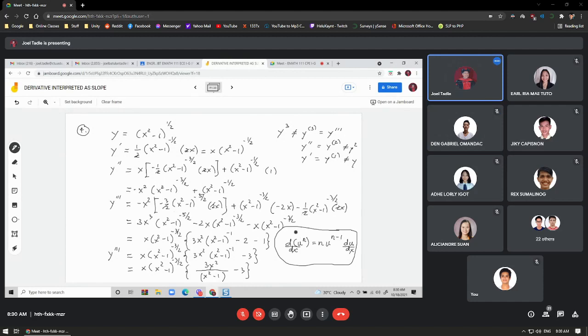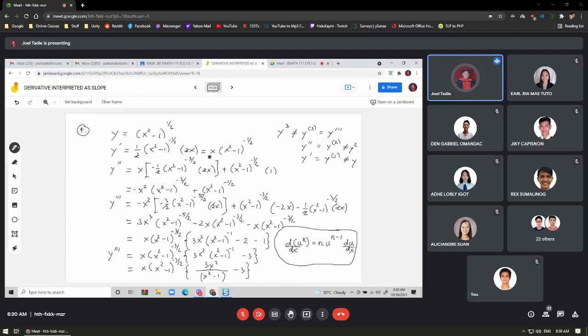Okay, so after that, atong gi-simplify, mag-cancel out man na to ang 2. So, ang nabilin na to nga expression is x times quantity x squared minus 1 raised to the power negative 1 half. So, mao na niya to ang first derivative, which is still a function of x. So kung ato na po na siyang i-differentiate, ang result, makakuha ta og second derivative.